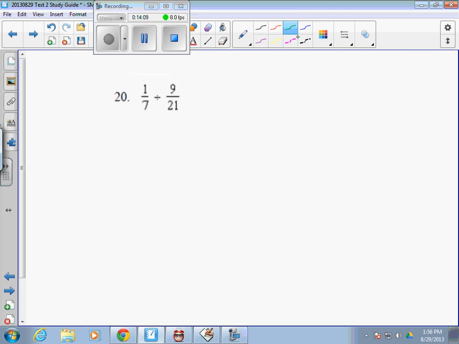1 over 7 divided by 9 over 21, same thing. Keep your first fraction the same. Change division to multiplication. Flip your second fraction, 21 over 9. You can cross cancel if you recognize this. The number 7 goes into both 7 and 21. Times itself is 1, and times 3 is 21. Multiply straight across. 1 times 3 is 3. 1 times 9 is 9. We still have to simplify. The 3 goes into both of them. 3 times 1 is 3, and 3 times 3 is 9.